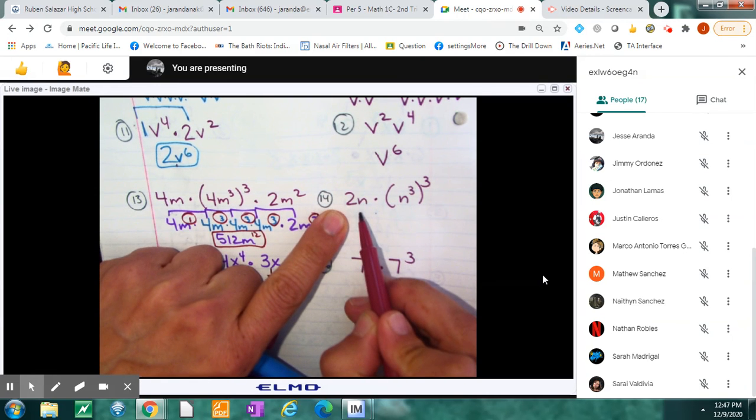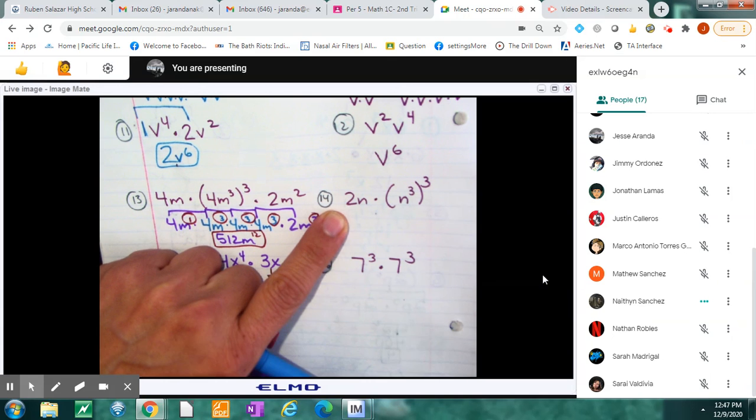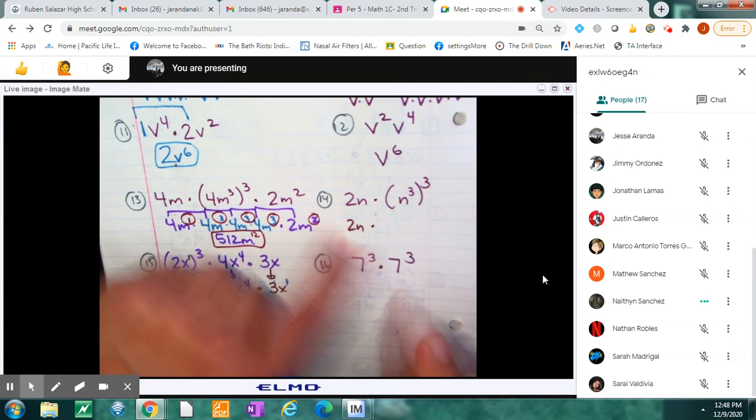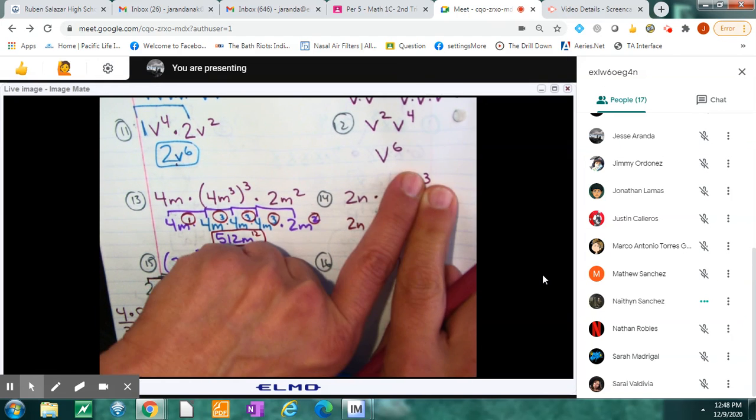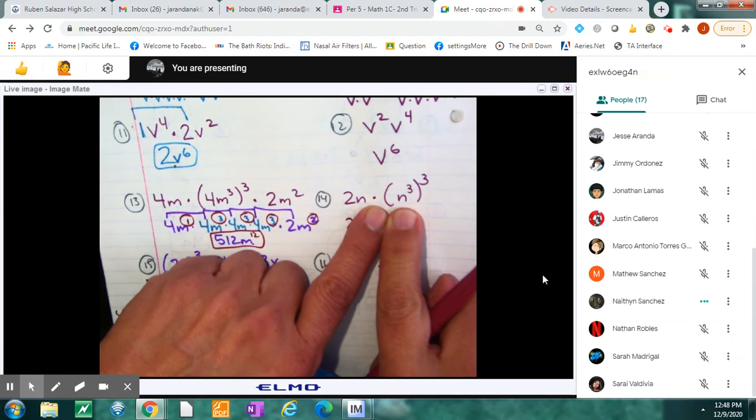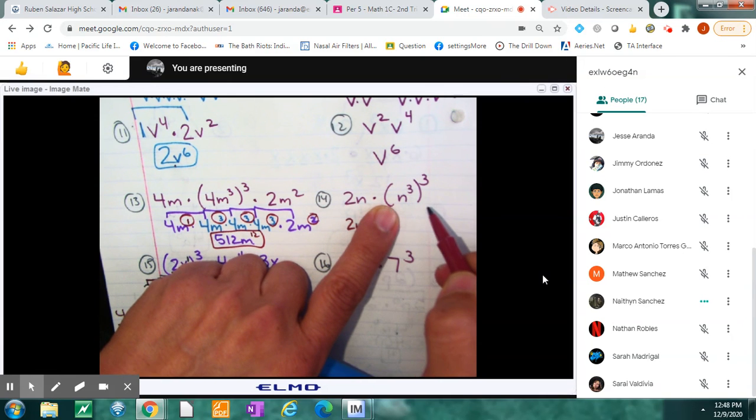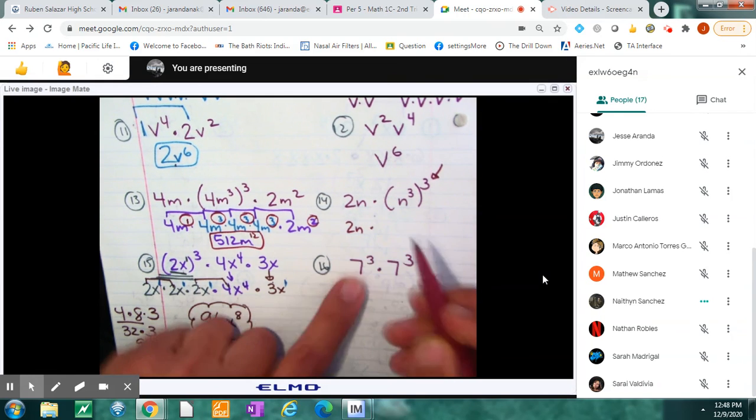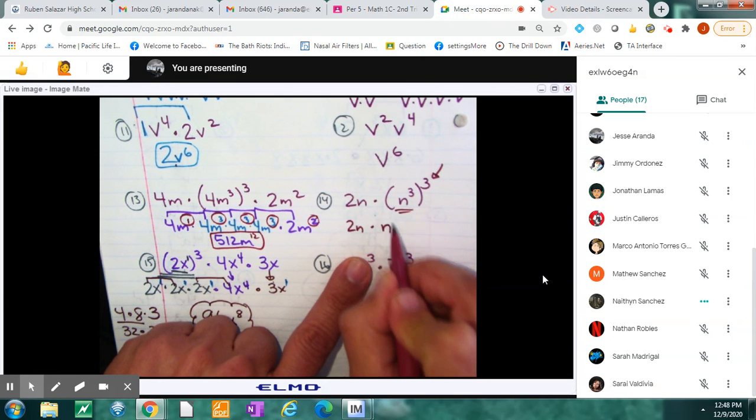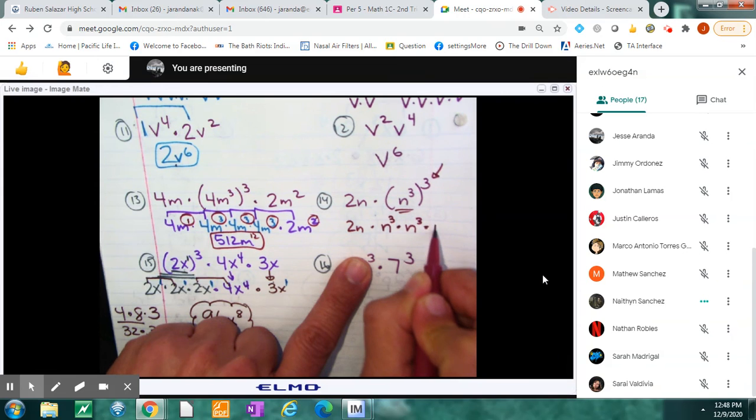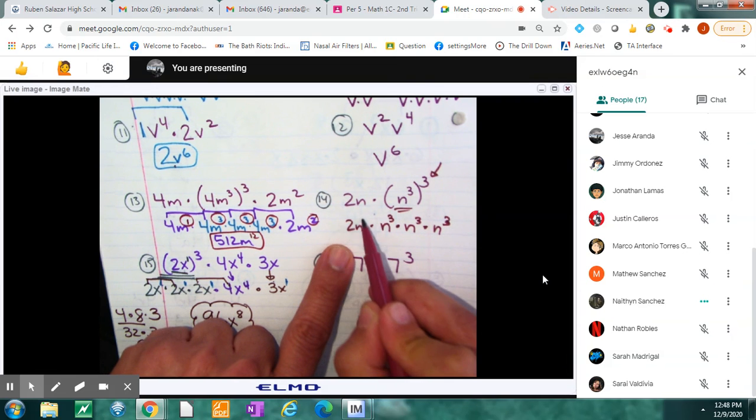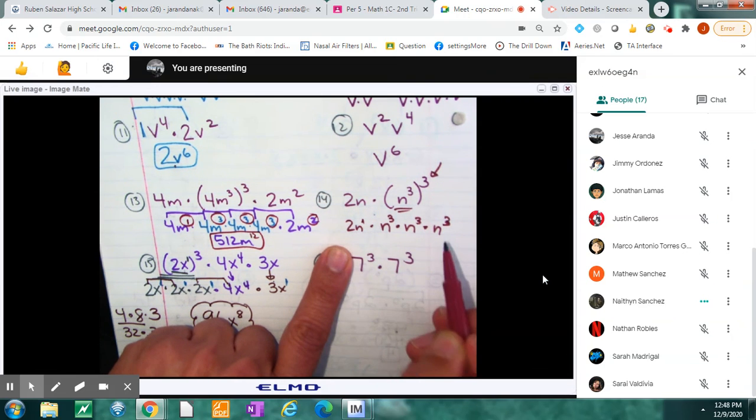Do you see this 2n? There's no power to power, so I'm just going to drop it down. Now here you have a power to another power. How many times am I going to multiply n to the 3 by itself? Look at this number, it's 3. So I'm going to write n to the 3 three times. If it was 4, then I'd write it 4 times. Now this one is 1. So I only have a 2, so I'm going to write a 2.